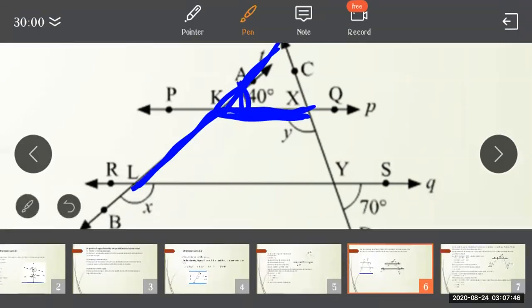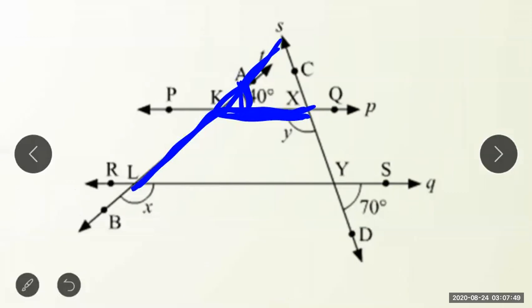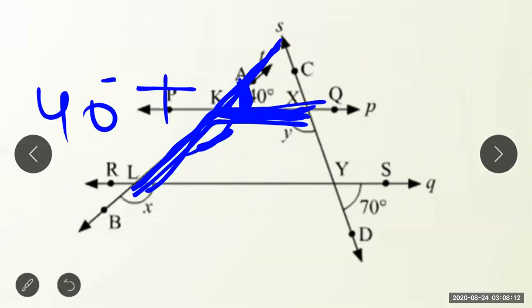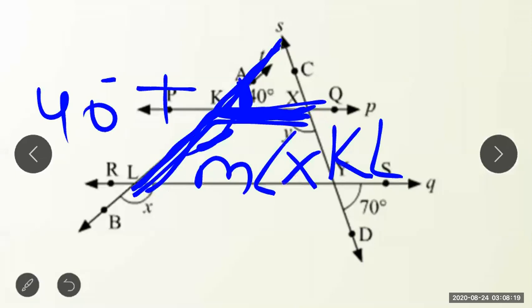This angle is 40 degrees, but the other angle we don't know. So 40 degrees plus measurement of angle XKL equals 180 degrees. This angle is given as 40 degrees, but this angle is not given. So we have to add 40 degrees plus that angle, measurement of angle XKL, equal to 180 degrees.